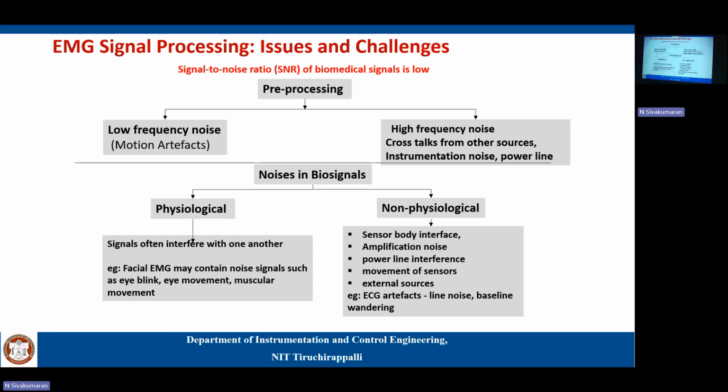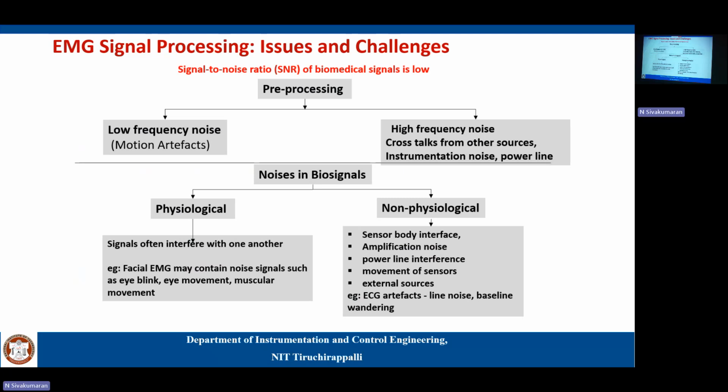As far as noise is concerned, we categorize it into two types: the first one is physiological and the other one is non-physiological. Physiological means most of the time we cannot avoid it, particularly in EEG. In EEG, we have the 10-20 electrode system, a standard recommended for placing electrodes. Some of the electrodes we keep on our forehead.